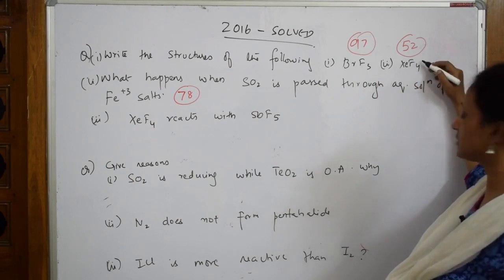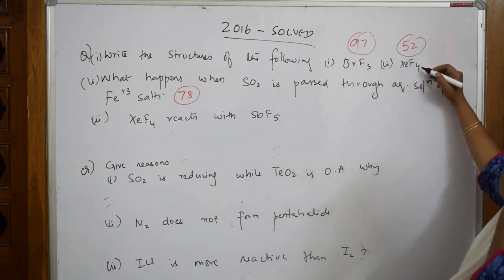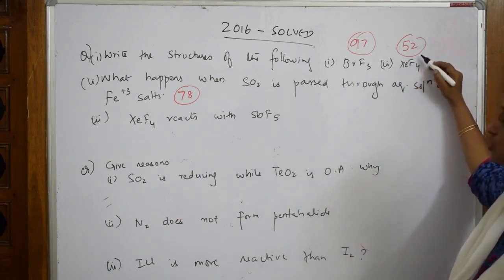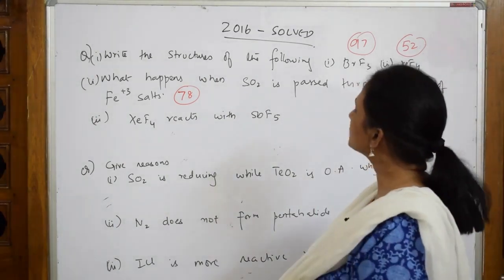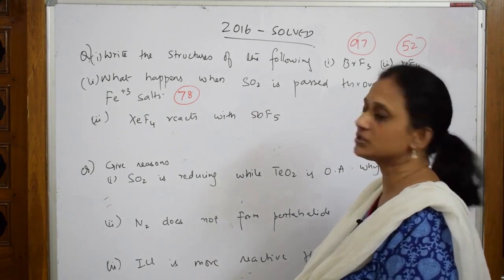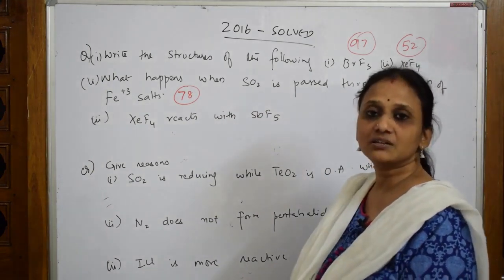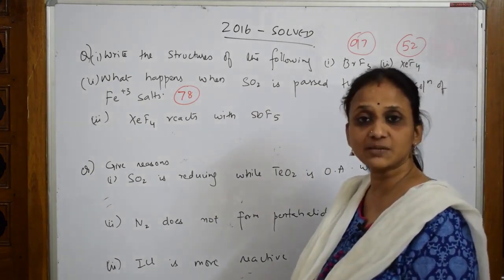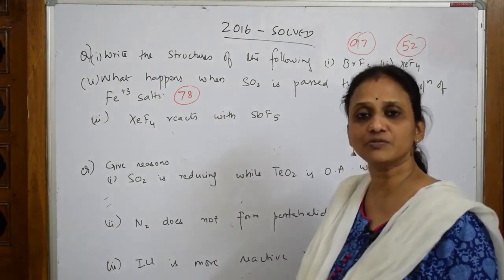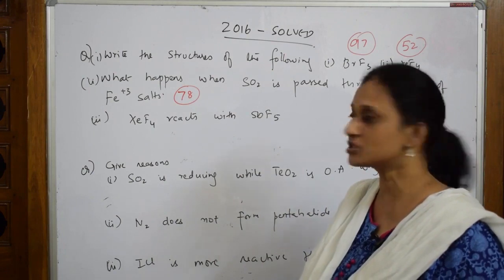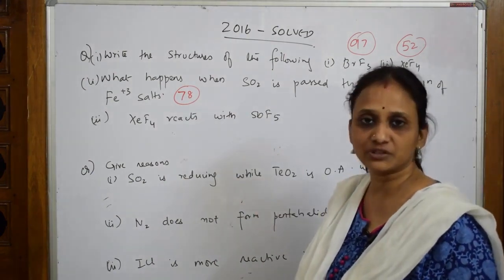Then I also did this XeF4 structure, that is group 18 elements, under video number 52. Please watch the playlist. Then we have one more question. What happens when SO2 is passed through aqueous solution of Fe+3? Done. Here I have taught you the different oxidizing properties, so that comes under video number 78. There is the oxidizing property of sulfur dioxide. Watch that video. I've listed out many examples for that, right?